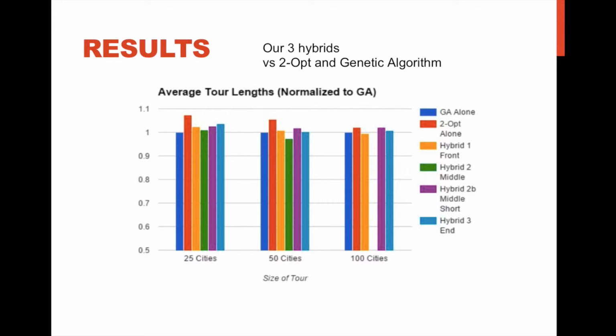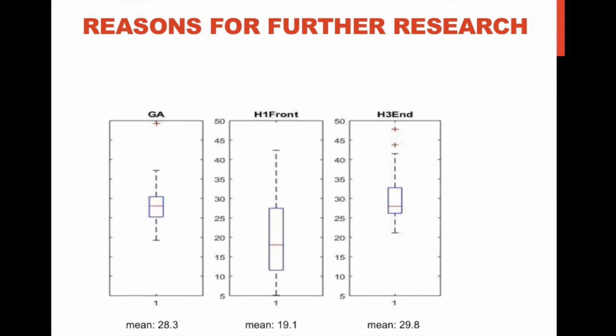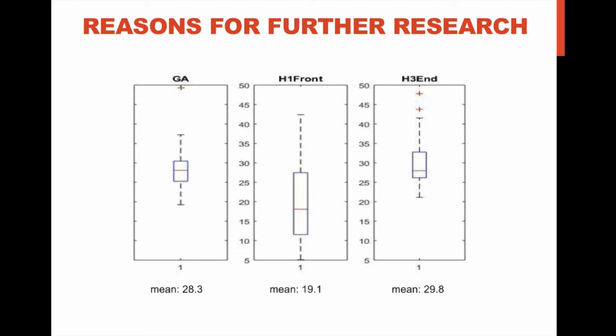When we tested groups of 25, 50, and 100 cities, none of the hybrids produced consistently shorter tours in distance when compared with GA alone. However, there are certain situations where the hybrids show potential when considering specific applications. This graph shows where one of our hybrids was able to find an optimized tour in fewer seconds than GA.